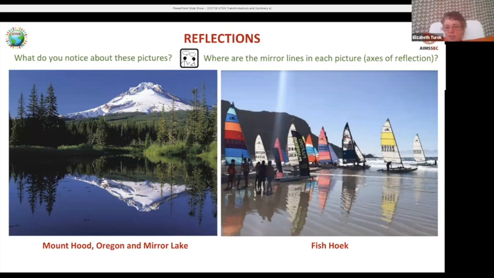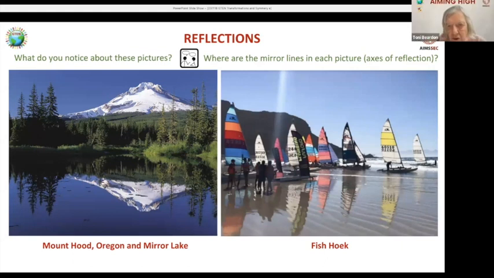Now, looking at the other picture, which was taken in a place close to where I stay, which is Fishhook in the Western Cape, we can see some sort of dinghies with masts on, and you can see the reflection of those dinghies in the water. And you can also see some people standing there at the side, and you can see their reflection in the water. So can you visualize where the line of reflection is for, well, let's start with the dinghies. Can you see the line of reflection there?